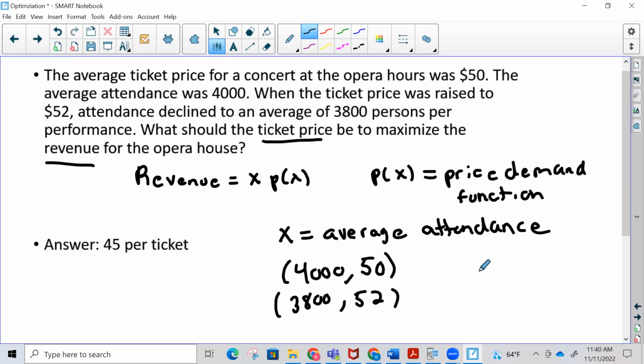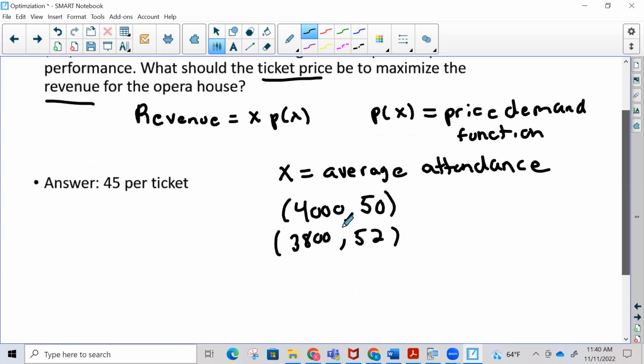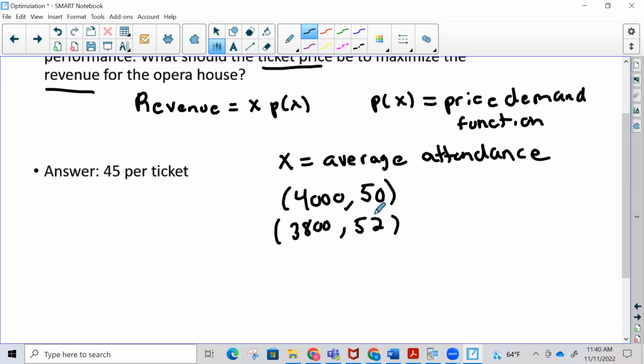For these problems, we always assume that they're linear, that the change will be the same each time. So each time the price per ticket goes up by $2, the attendance is going to go down by 200. We're going to use these two points to find a linear equation for P of X, and then we'll plug that into our revenue function.